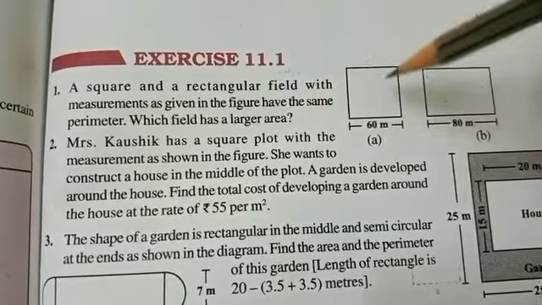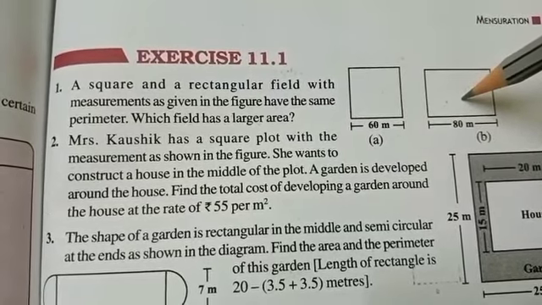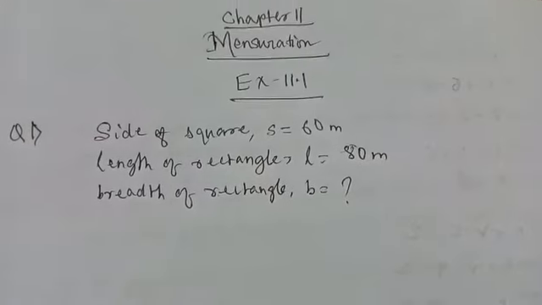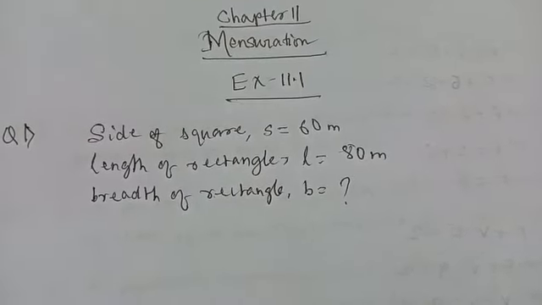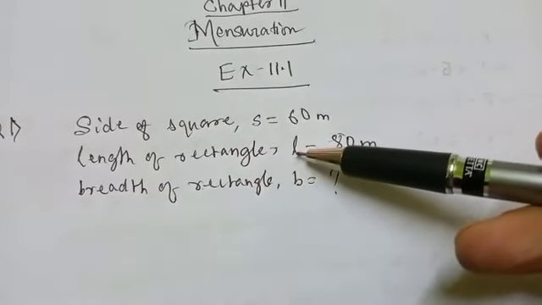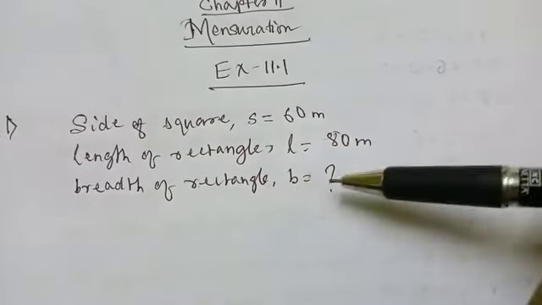So you have to find the area of both the figures and see which has the larger area. Okay, so let us find it. Here in this question number 1, the side of this square is given, S equal to 60 meter. The length of the rectangle is given, L equal to 80 meter, but the breadth of the rectangle, B, is not given.